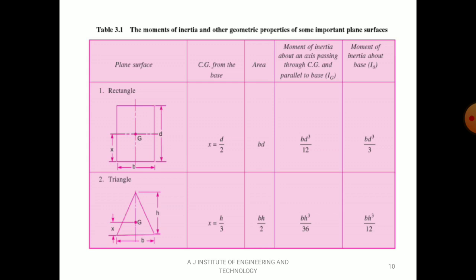Next, let's go for that. Third one is not necessary. And triangle, so base length is B and height is H and center of gravity G is at a distance X from the base. So X equal to H by 3. This is very important. Center of gravity for triangle is at a distance of H by 3 from base, not from corner. If you consider from corner, then it becomes 2H by 3. Area you know, 1 by 2 into B into H. Moment of inertia Ig is equal to BH cube divided by 36.